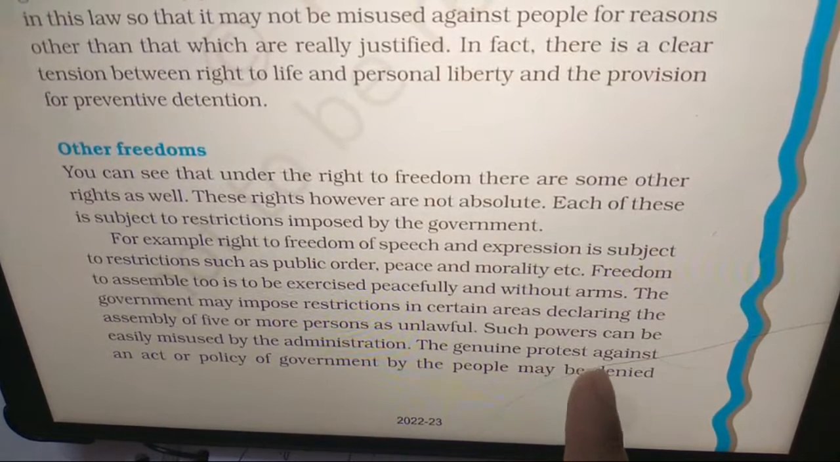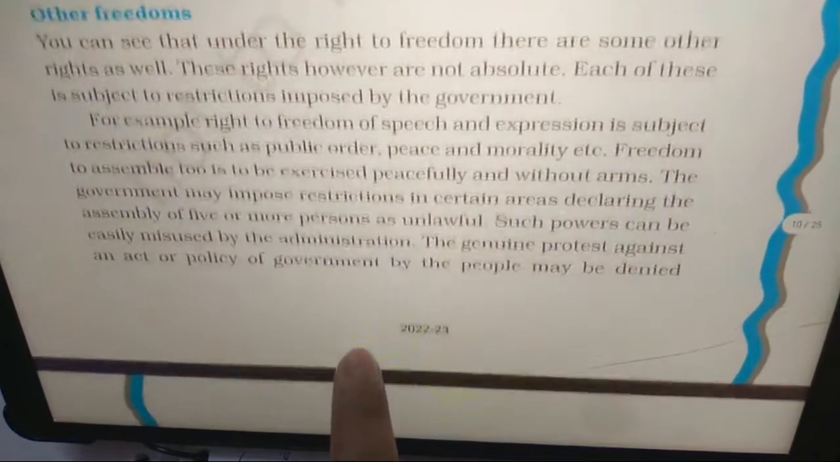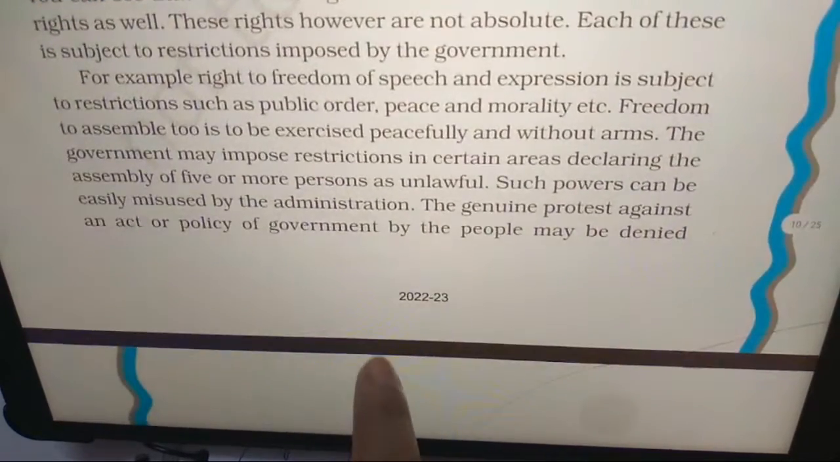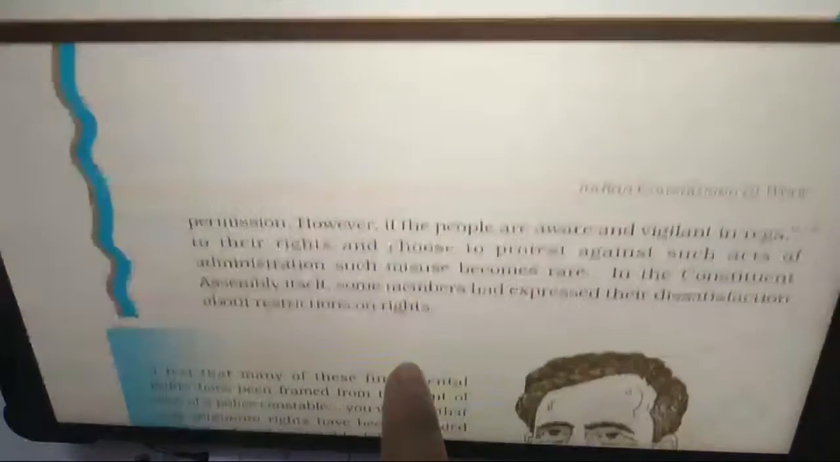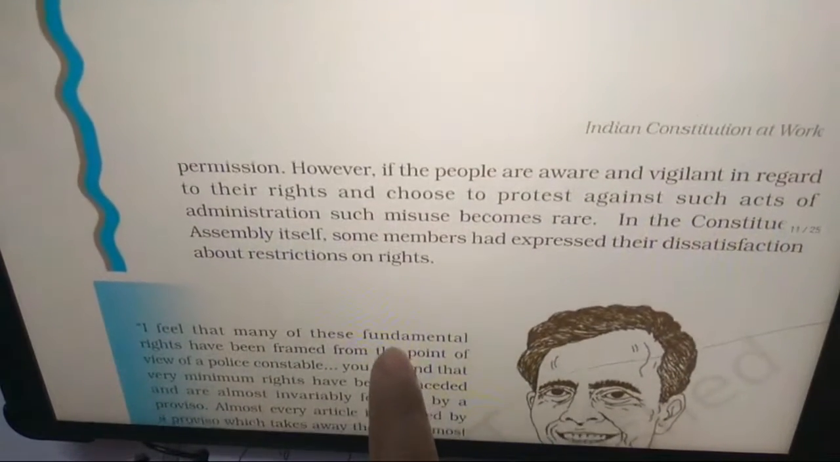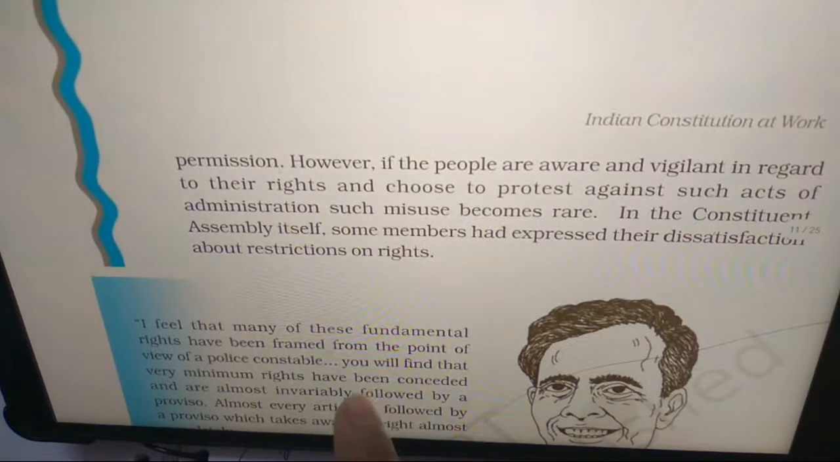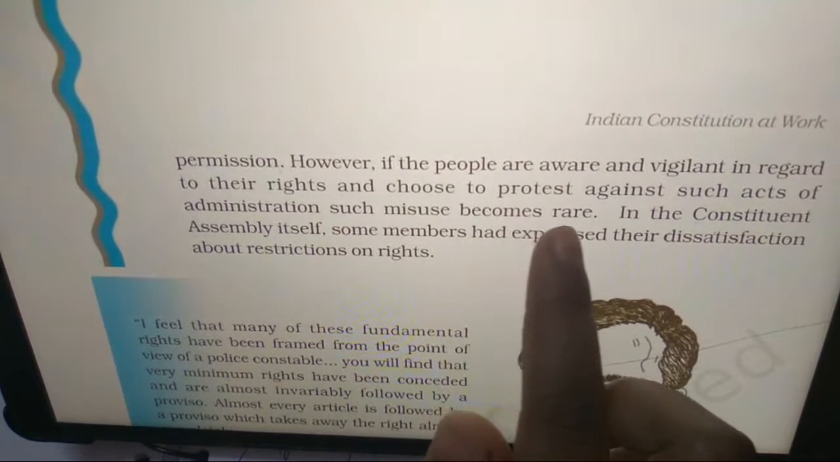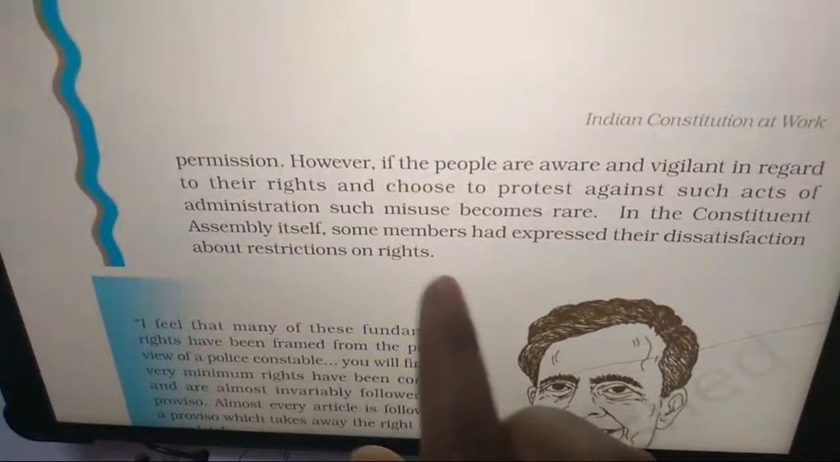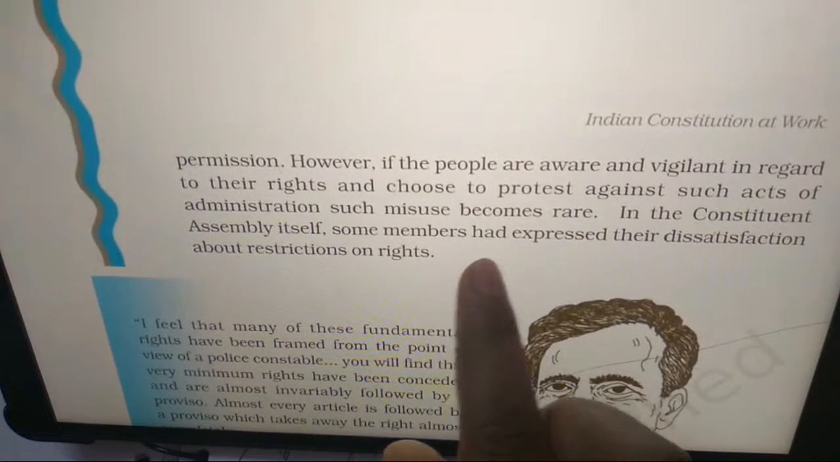Such powers can be easily misused by the administration. The genuine protest against an act or policy of the government by the people may be denied permission. However, if the people are aware and vigilant in regard to their rights and choose to protest against such acts of administration, such misuse becomes rare.